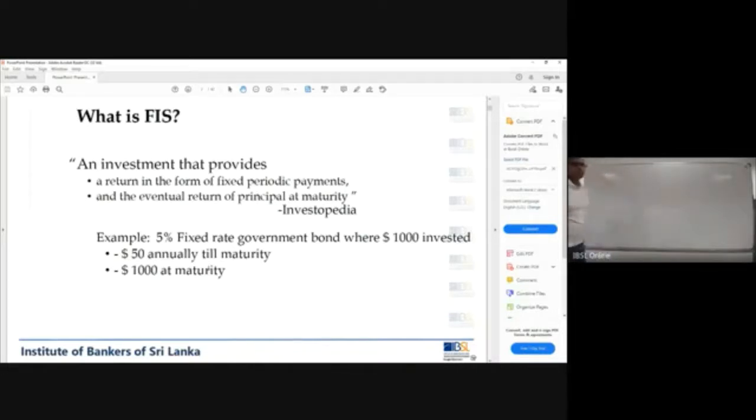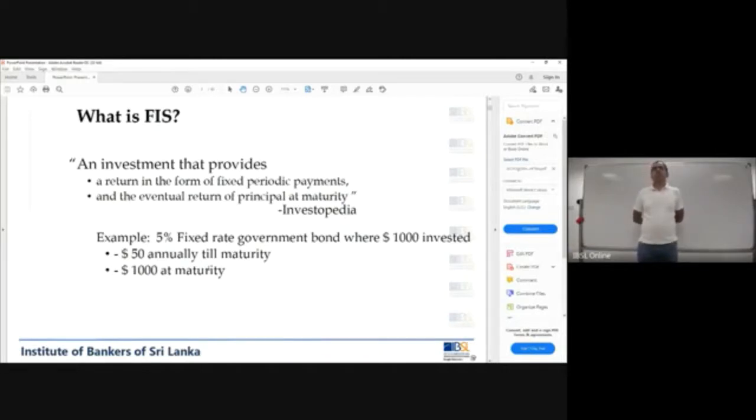Fixed income securities. What is a fixed income security? It is an investment that provides a return in the form of fixed periodic payments. So the return you get is fixed, and it comes periodically. And the eventual return of principal at its maturity. So you get your investment back when it matures.